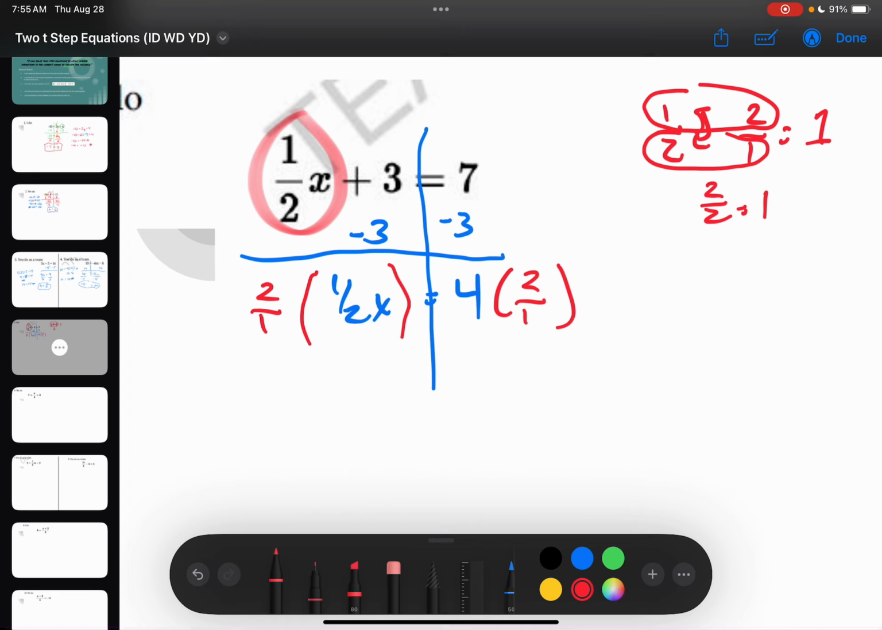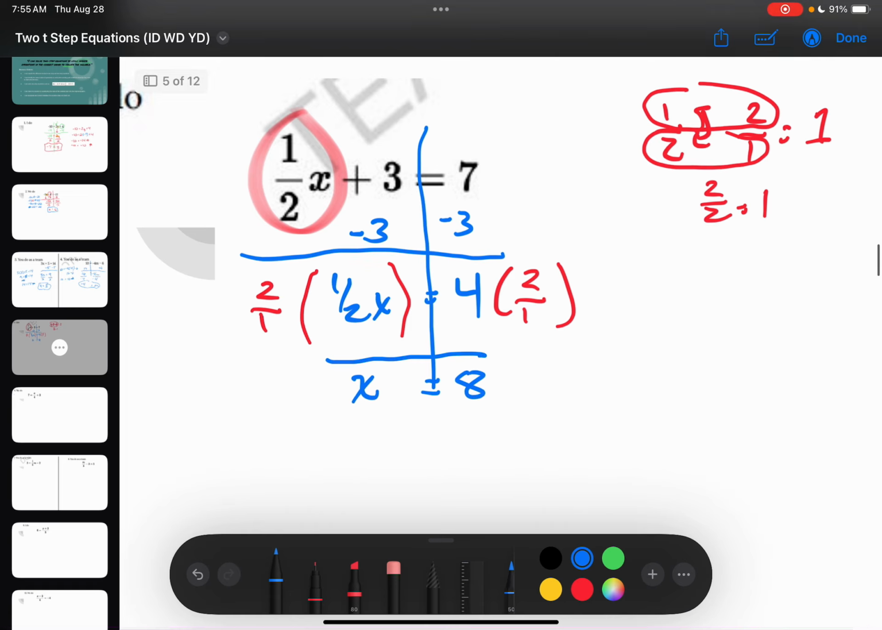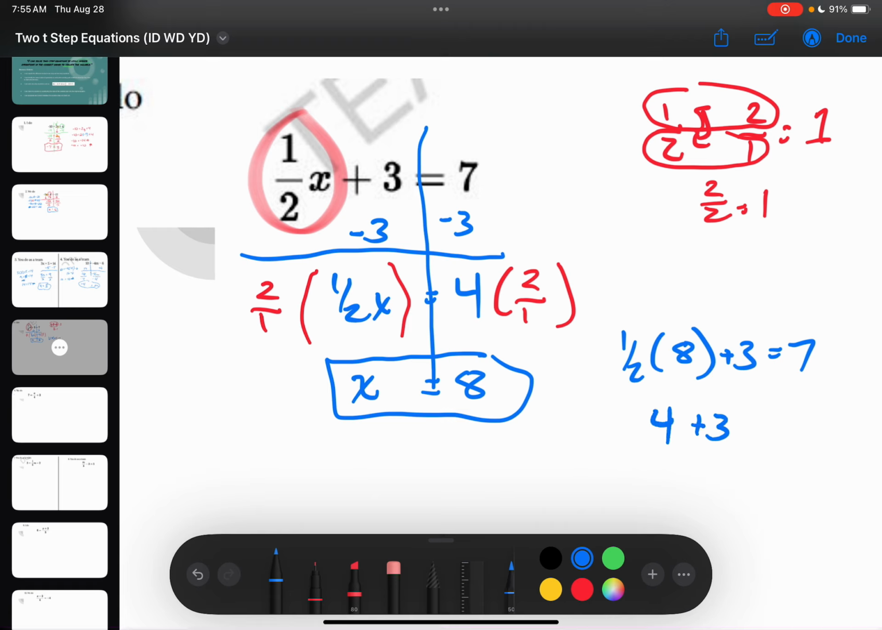That's why this works. So on the left side, I'm left with just x. On the right side, I get 4 times 2/1, or just 4 times 2, which should be 8. My check here would be 1/2 times x plus 3 should equal 7. Half of 8 is 4, and 4 plus 3 is 7. The answer's good because our check is good.